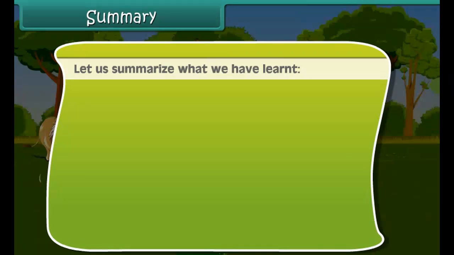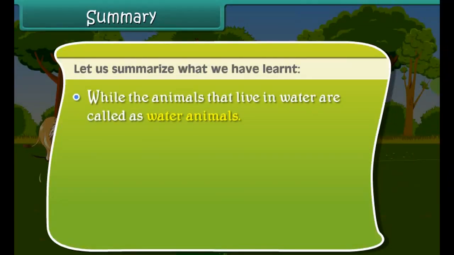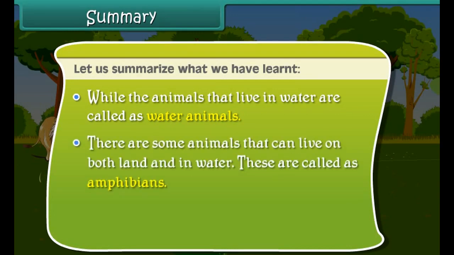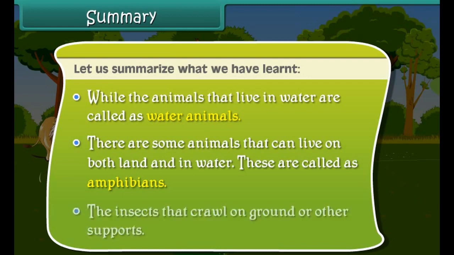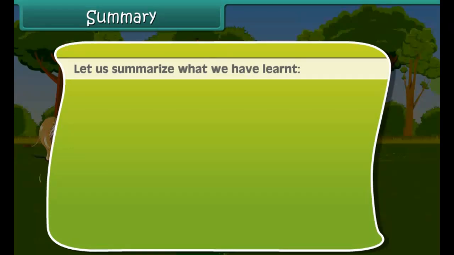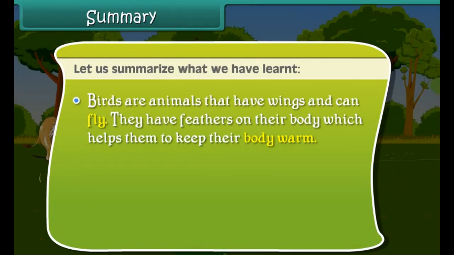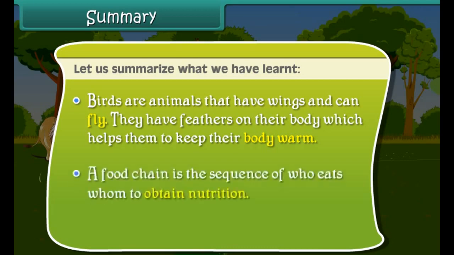The animals that live in water are called as water animals. There are some animals that can live both on land and in water. These are called as amphibians. The insects crawl on ground or other supports. Birds are animals that have wings and can fly. They have feathers on their body which helps them to keep their body warm. A food chain is the sequence of who eats whom to obtain nutrition.